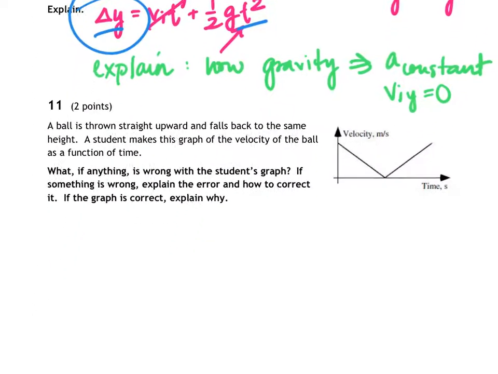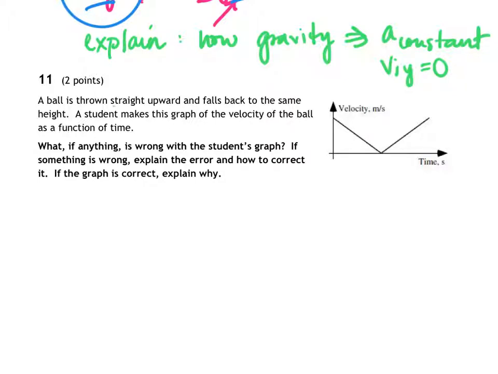Okay, let's take a look at number 11. Ball is thrown straight upward and falls back to the same height. Student makes a graph of the velocity as a function of time. What, if anything, is wrong with this student's graph? Let's start by saying that first, yes, something is wrong, and we need to explain that error.